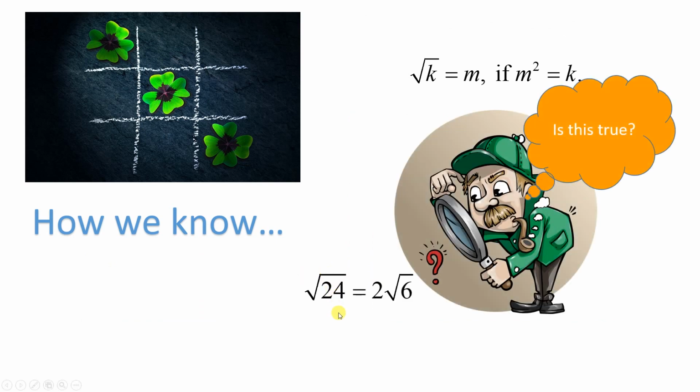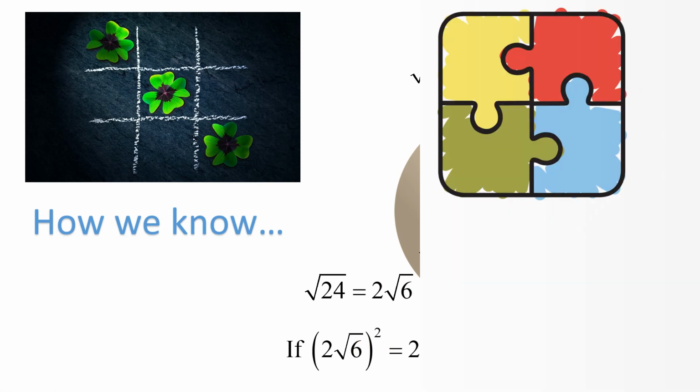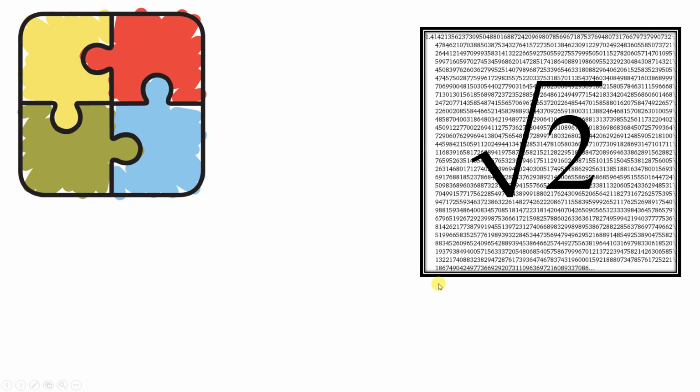So the reason, for example, that we know that the square root of 24 is equal to 2 root 6 is because 2 root 6 squared is equal to 24. So if they can show that that's right, then they're good to go. And that brings us to our fourth point, and that is that the square root of 6 is irrational, and irrational numbers behave differently than rational numbers do.